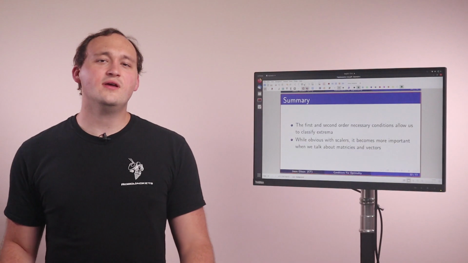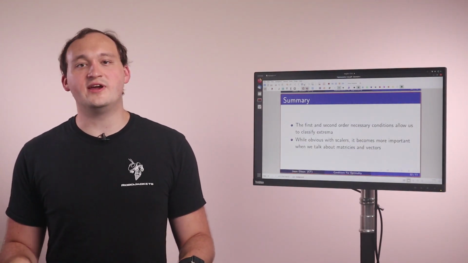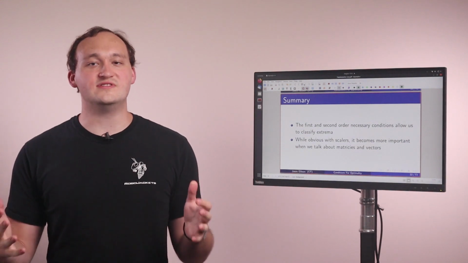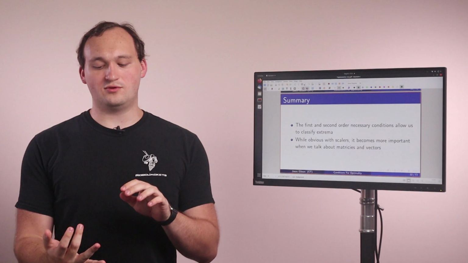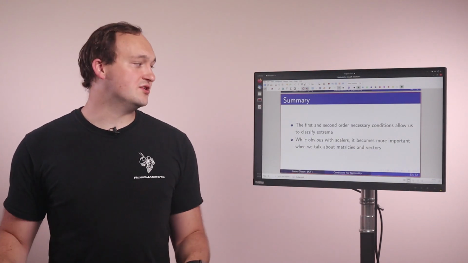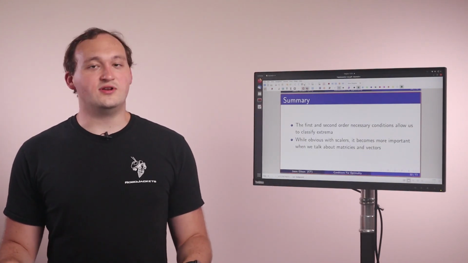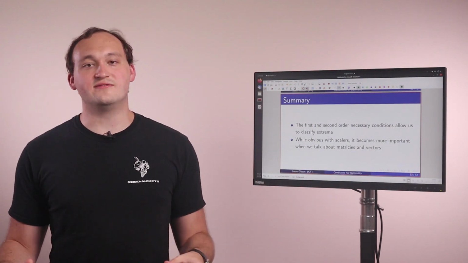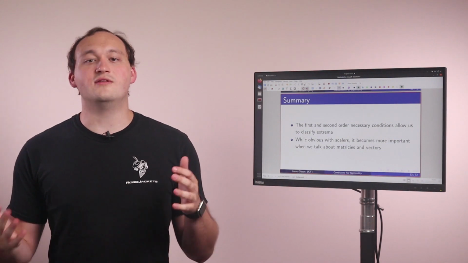So in summary, the first and second order necessary and sufficient conditions allow us to classify extrema. And this is what I mean when the derivative is equal to 0. People call these things local optimums or extrema or critical points. All these different terms are used interchangeably. While this is really obvious with scalars, and it makes a lot of sense intuitively, the next thing we're going to do is take it and extend it to the case of Rn. So now let's talk about what it looks like if we have vectors rather than just scalars.